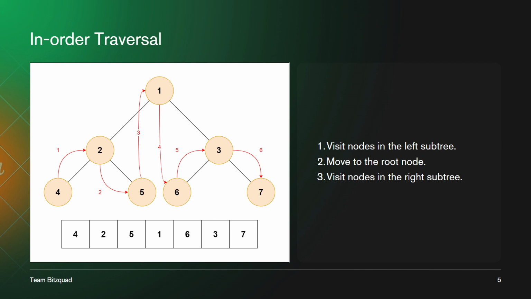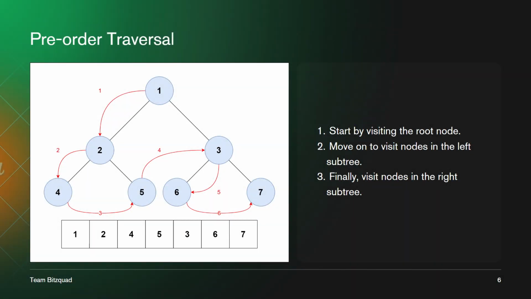In the world of trees, especially binary trees, this method is pretty similar. It's called in-order traversal and it works like this. First, you visit all the nodes in the left subtree, then you move into the root node, and finally, you visit all the nodes in the right subtree.